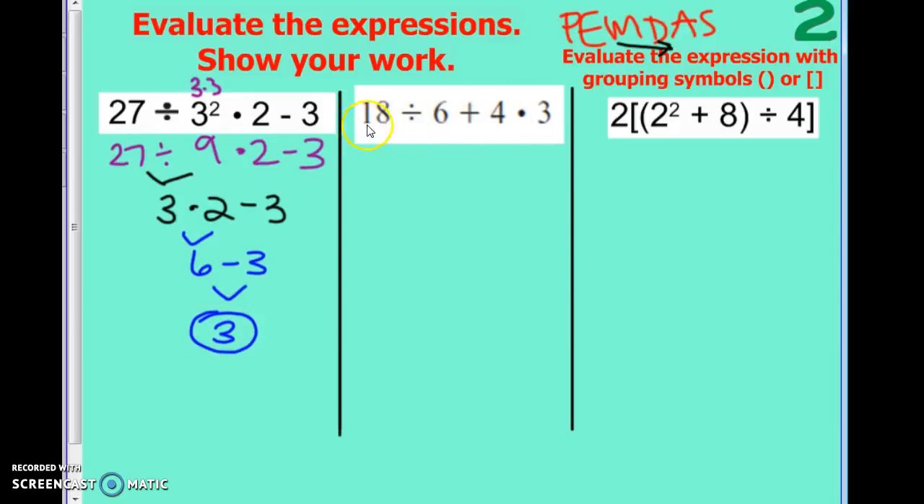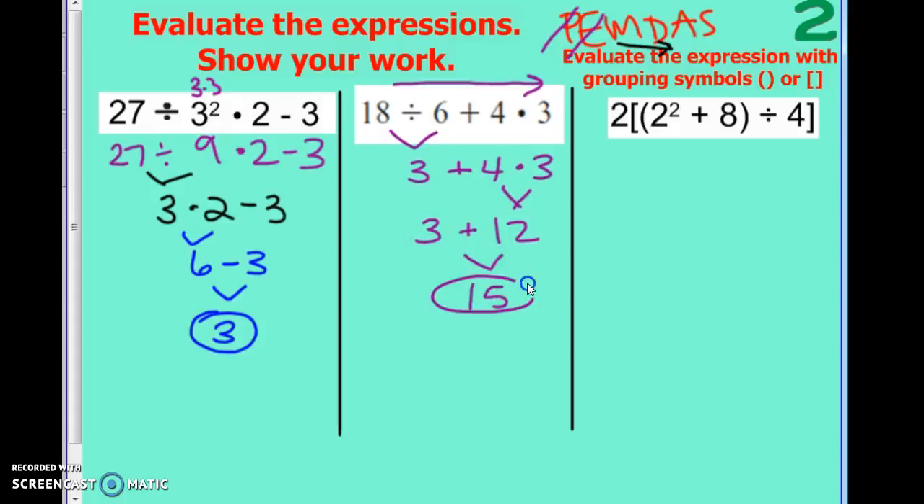Moving along in the middle, this next one, there's no parentheses, there's no exponents, but we do have multiplication and division. Just like before, go from left to right. First, we have a division. 18 divided by 6 is 3. Rewrite the rest. Then, still on multiplication and division, 4 times 3 is 12. So we have 12 plus 3, which is a total of 15.